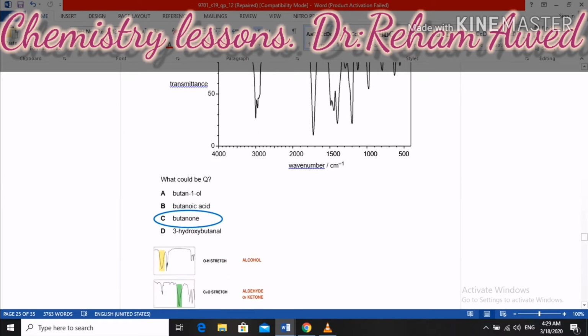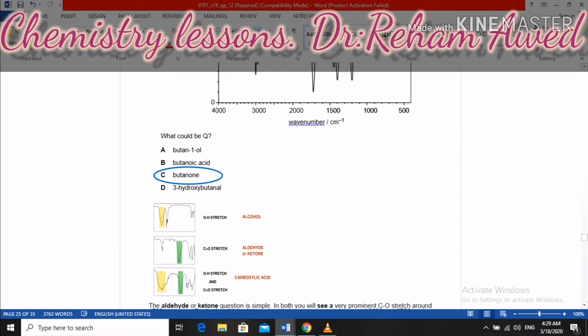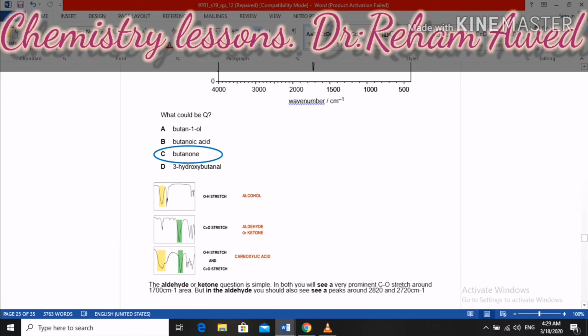At first, I will tell you some information about infrared to differentiate between different compounds, like alcohols, carboxylic acids, aldehydes and ketones. In the case of alcohols, you will find we have a band. This band is above 2000, and it is quite broad, not highly broad.